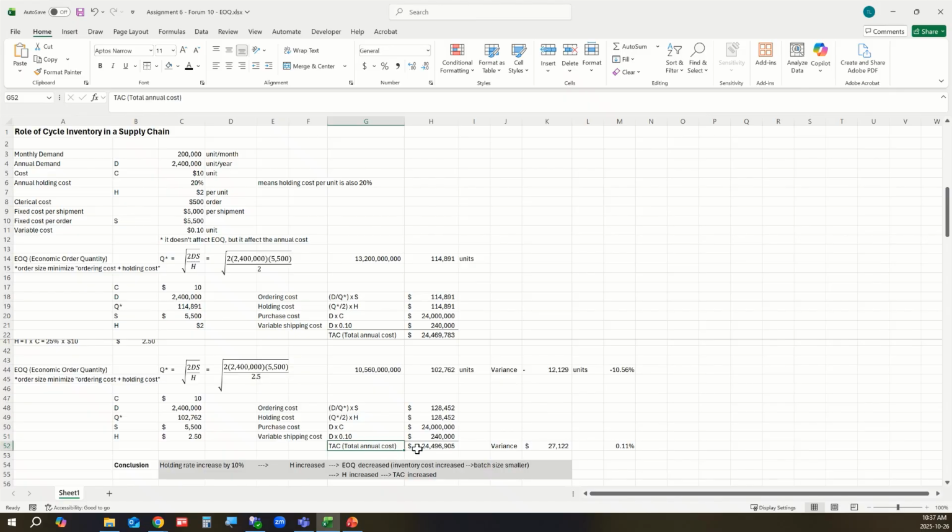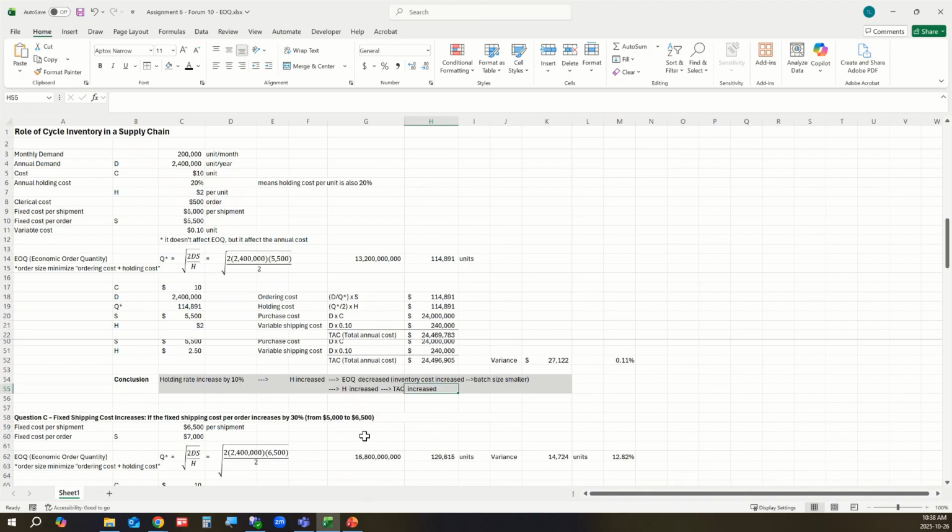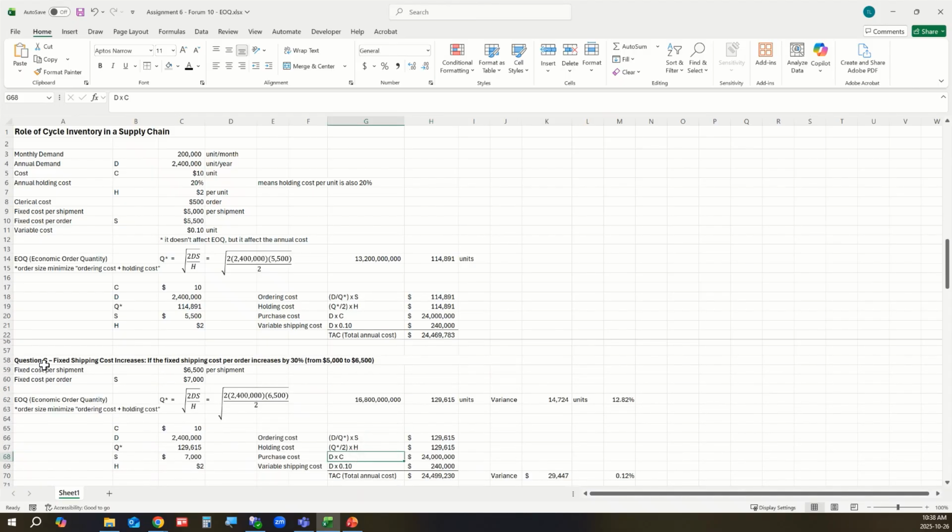But our annual cost will increase slightly by 11%. The variance is 27,122. So when the holding rate increased, the order quantity will decrease, because when the inventory cost increases, the batch size will be smaller, but the total cost will increase.